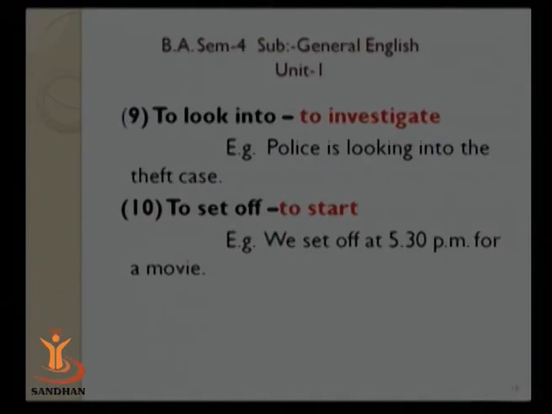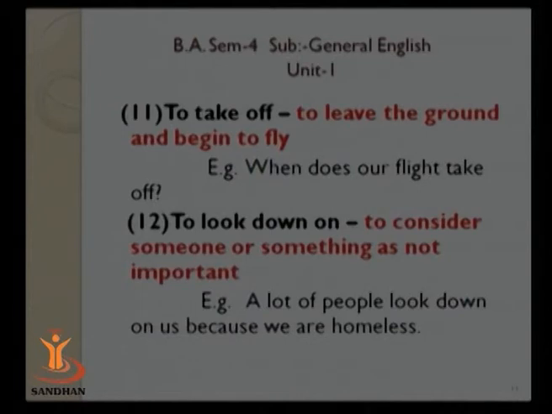For instance, we set off at 5:30 p.m. for a movie. Number 11, to take off means to leave the ground and begin to fly.